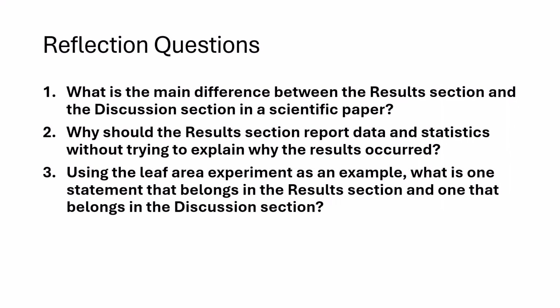Before you answer these reflection questions, think about what job each section of a scientific paper is supposed to do. For the first question, about the main difference between the results and the discussion, focus on purpose. Ask yourself, is this section supposed to report what happened or explain what it means? One of these sections is about facts, numbers, and patterns. The other is about interpretation, meaning, and biological context. If you keep that difference in mind, the answer becomes pretty clear.